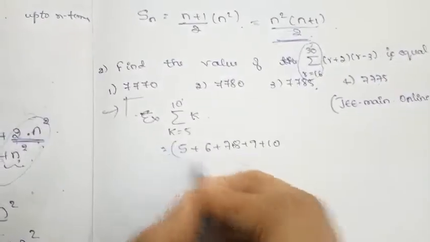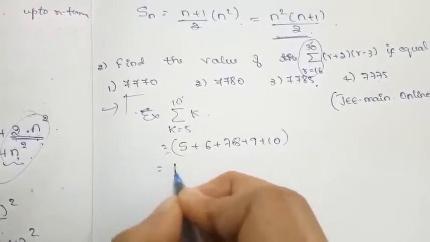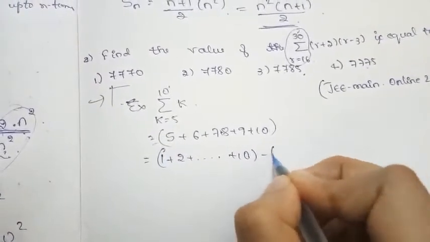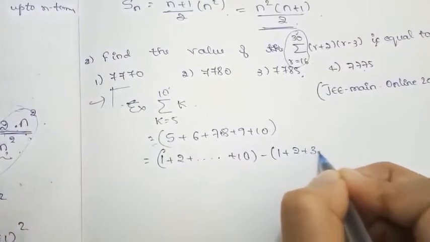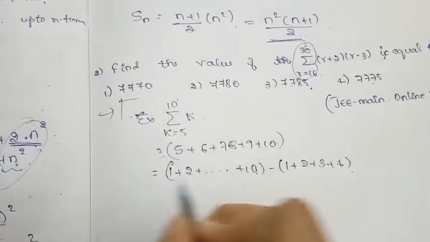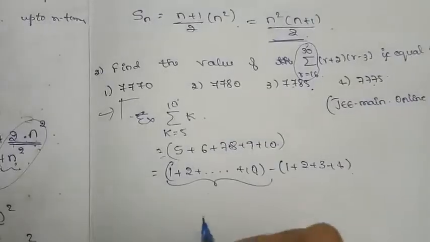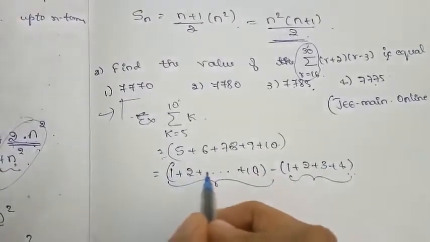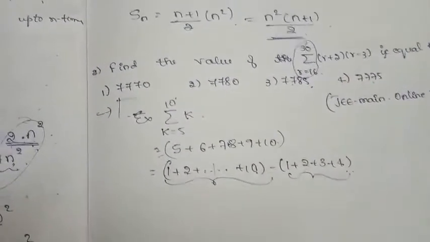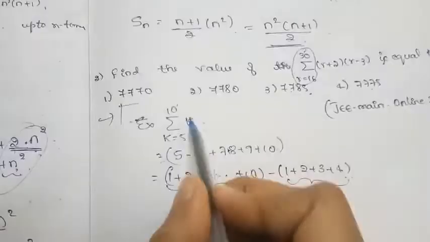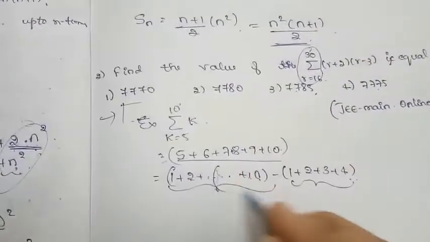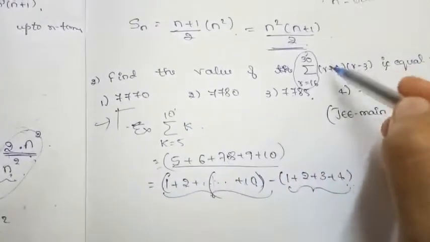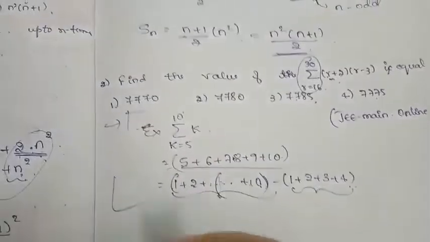I can also get this value by writing 1, 2, and so on up to 10, then subtracting 1, 2, 3, 4. From 1 to 10 I get the sum of all the terms. If I subtract 1 plus 2 plus 3 plus 4, that part gets subtracted, so the remaining is 5 plus 6 and so on up to 10. So this summation is nothing but that itself. This is the idea, and similarly here we are going to deal with the summation.